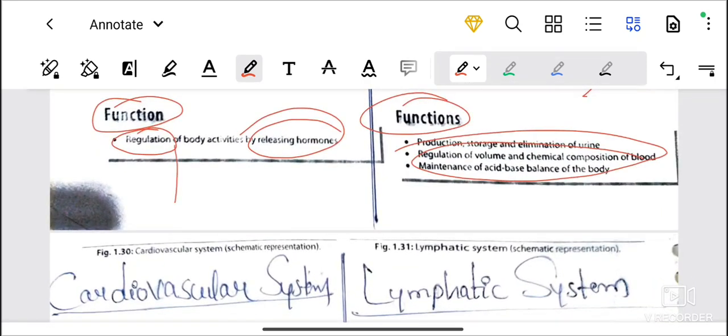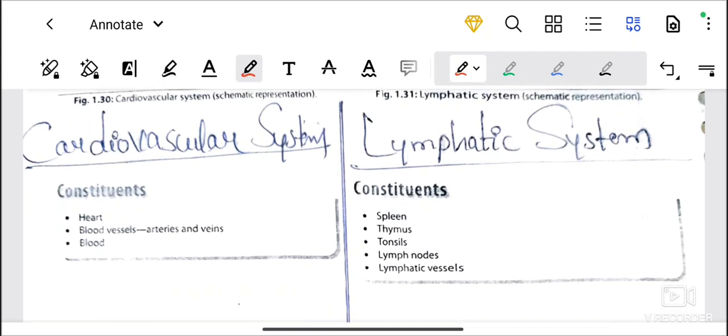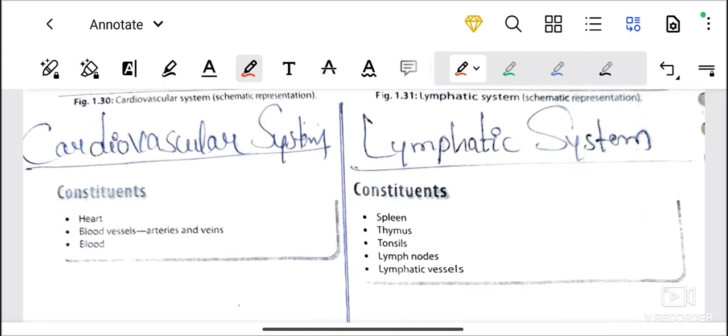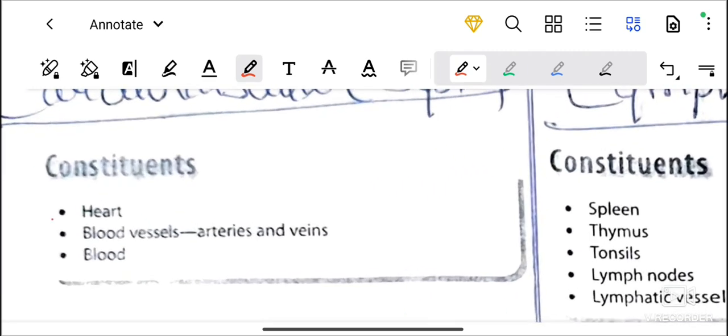And the next is the cardiovascular system. In the cardiovascular system, we have to see the heart and blood vessels. There are two types of blood vessels, arteries and veins, and another one is capillaries. In anatomy, I will tell you about the heart, blood vessels, and the blood.